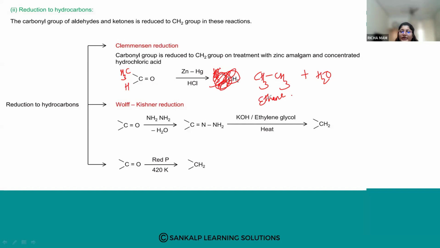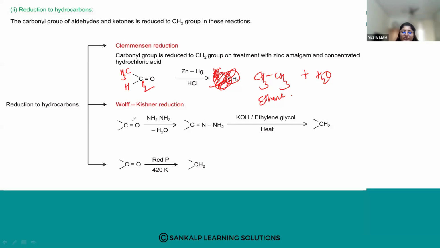I'm going to get a hydrocarbon. So CH3, CH3. Okay, so hydrogen reduction is what? Addition of hydrogen. So we are adding hydrogen. CH3, CH3. Okay, fine.